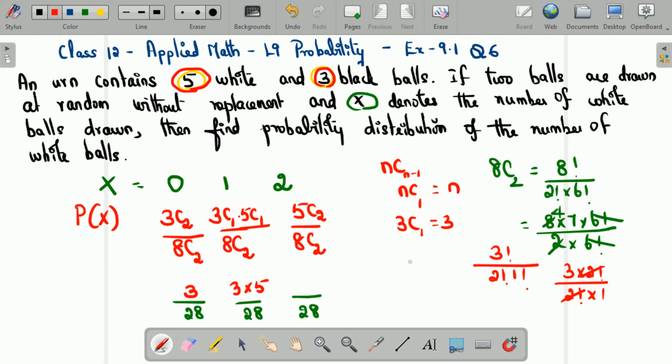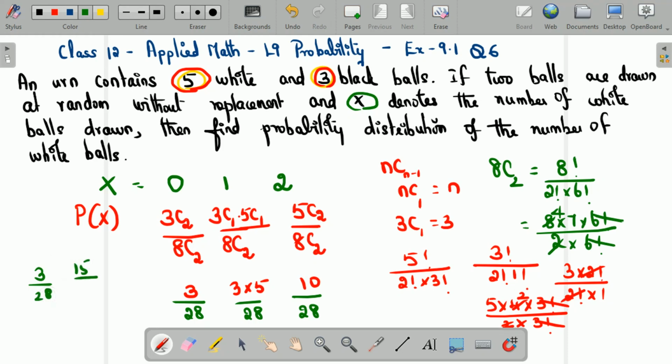The last case is 5C2, so let's work on that. 5C2 is 5 factorial divided by 2 factorial into 3 factorial. 5 factorial can be written as 5 into 4 into 3 factorial, divided by 2 factorial, which is just 2, and 3 factorial. The 3 factorial will vanish, so I can strike this out. 5 2s are 10. So this means the probability distribution is going to be 3 by 28, 15 by 28 and 10 by 28.